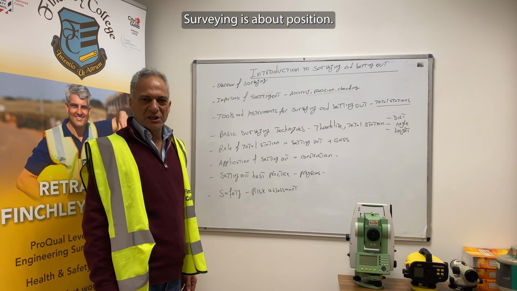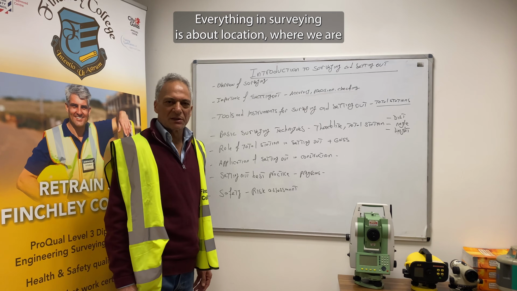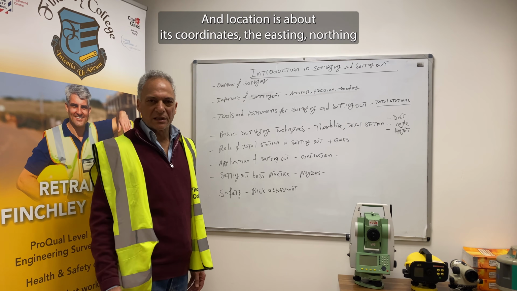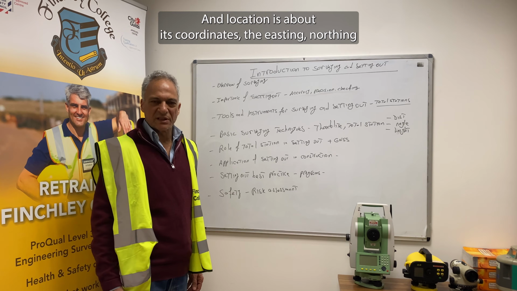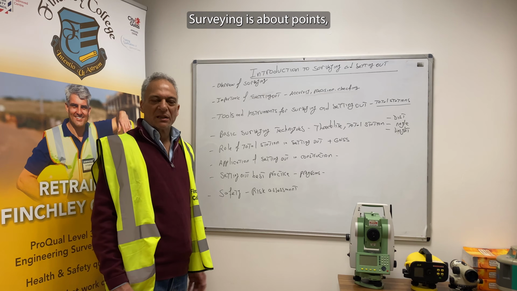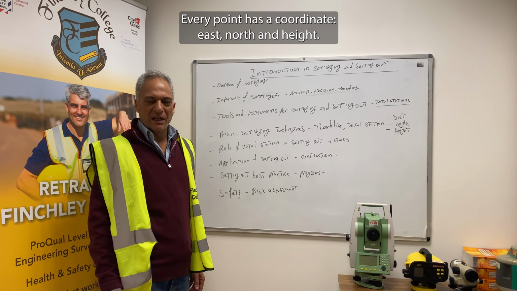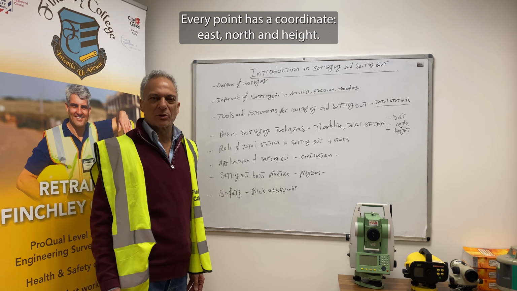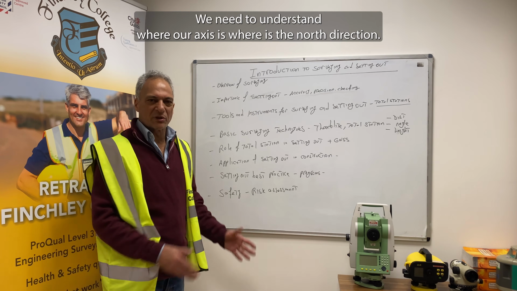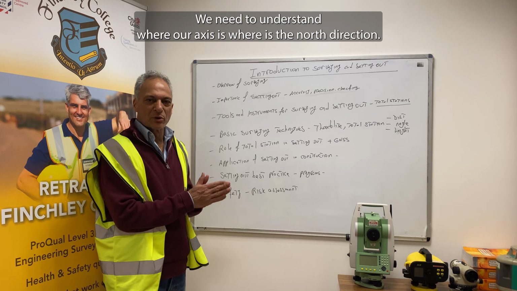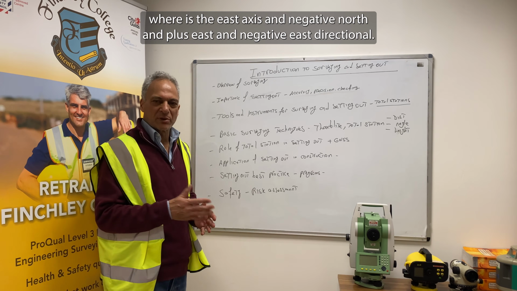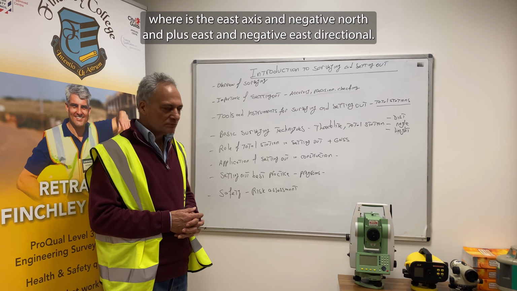Surveying is about position. Everything in surveying is about location, where we are, and where everything is. And location is about its coordinates, the easting, northing, and height of every point. Surveying is about points. Every point has a coordinate, east, north, and height. Therefore, we need to have an axis for surveying. We need to understand where our axis is, where the north direction is, where east is, and negative north and plus east and minus east directions.